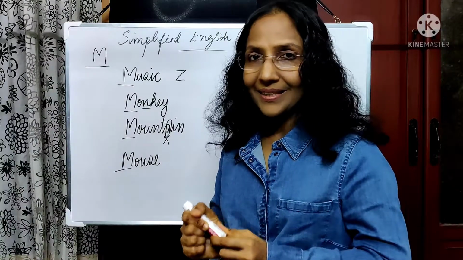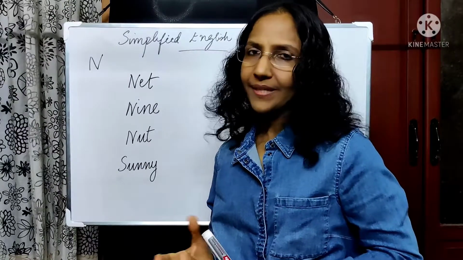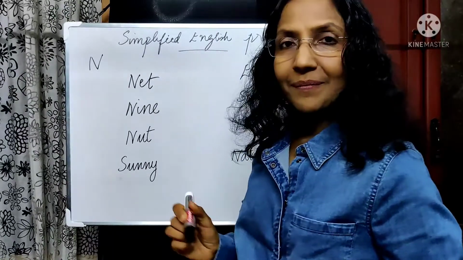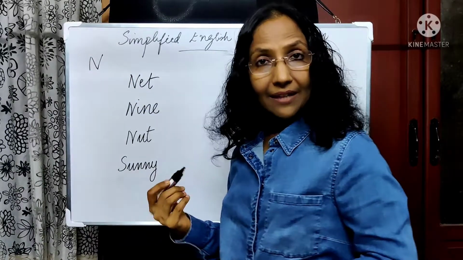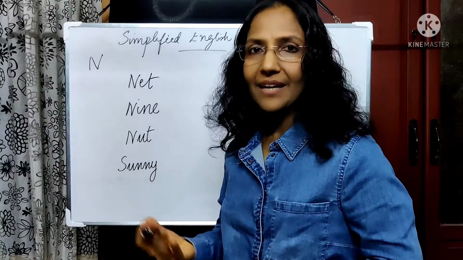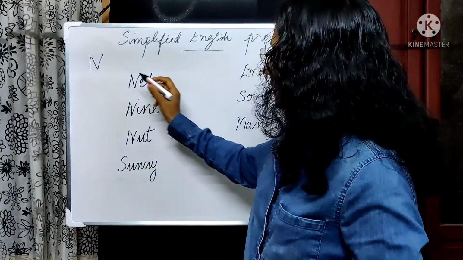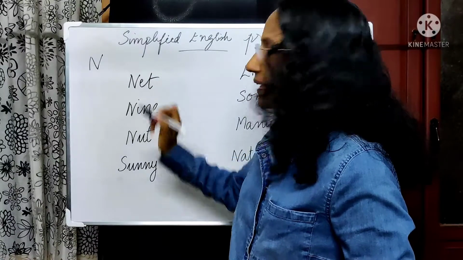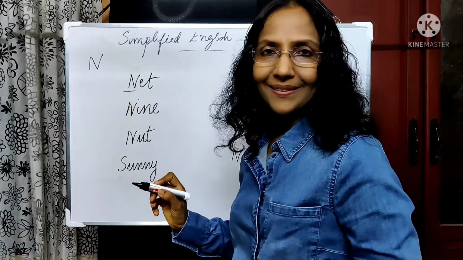Now over to the third sound. It's again a very simple sound, which is represented by the alphabet N, and it's a voiced alveolar nasal. It's again a voiced consonant, and the sound is there in words such as net.